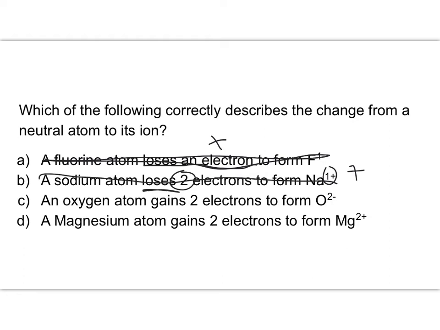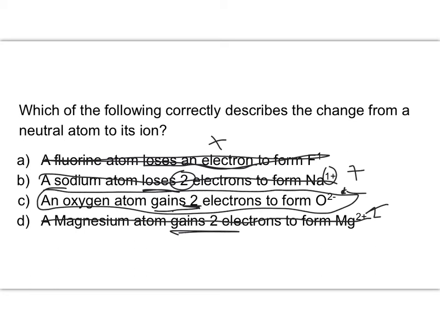An oxygen atom gains 2 electrons to form O-2. Okay, so now we have gaining electrons, which makes it negative, so that's correct. And it gains 2 electrons, so it should have a charge of -2. So that would be correct. Just to make sure, magnesium gains 2 electrons. Well, if you gain electrons, you're going to have a negative charge, so you can't form a positive ion by gaining electrons. Okay, so the correct answer here is C.